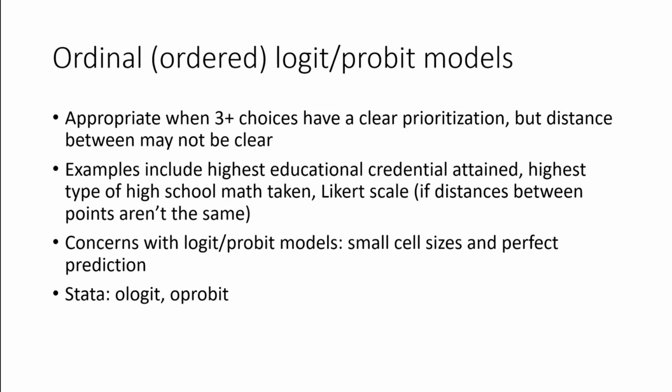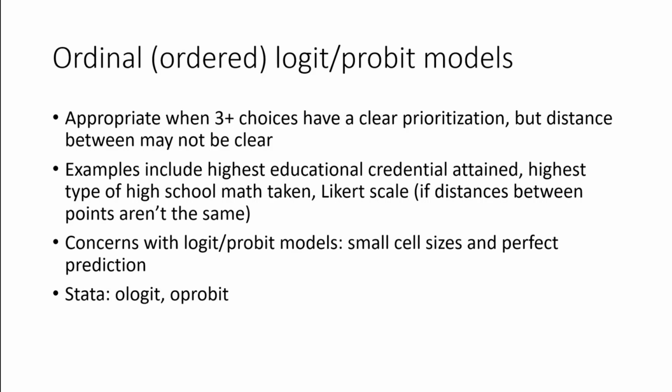You know the distance between a GPA of 3 and a GPA of 4 is 1 point, and the distance between 2 and 3 is the same as 3 and 4. But if you're thinking about high school math course taking, is the distance between Algebra 2 and Geometry the same as between, say, Geometry and Trig? You can make an argument that's not the case, but there's a clear hierarchy. In this case, the ordinal or ordered model works well.